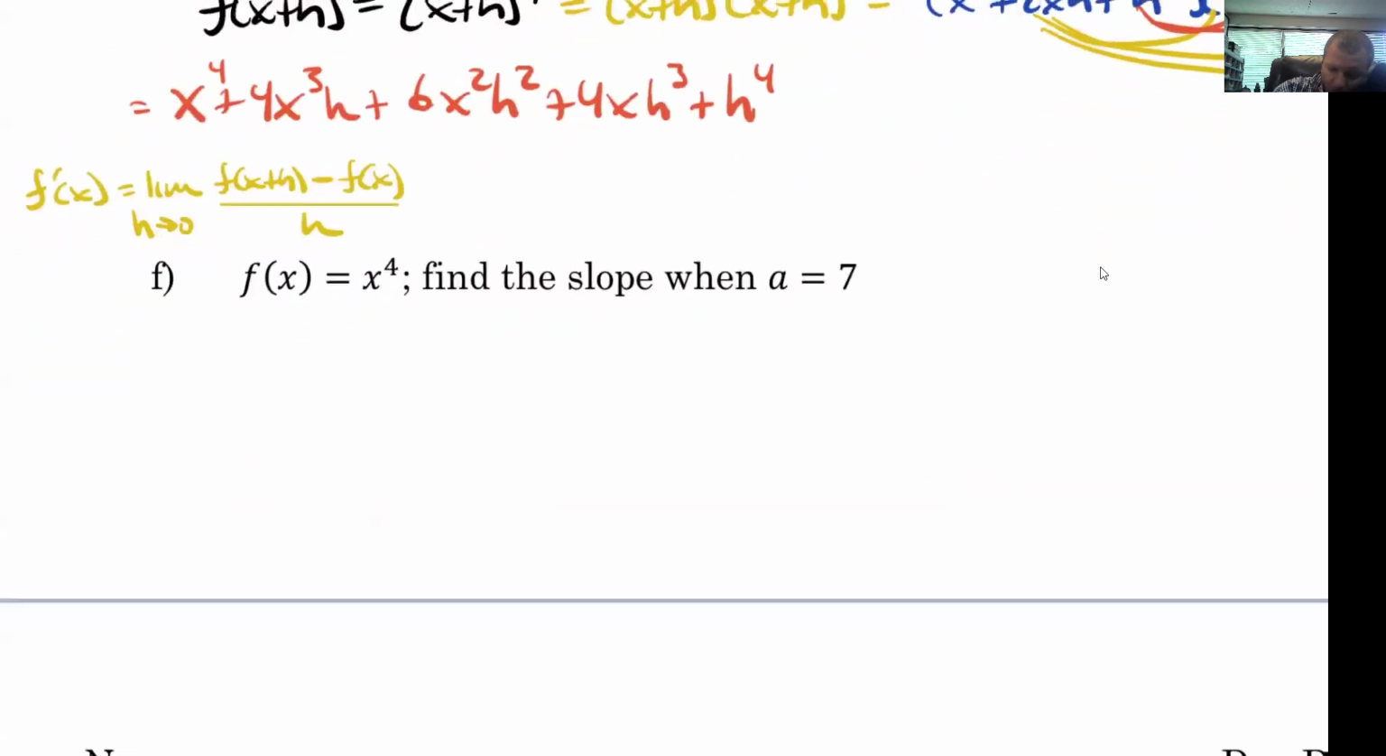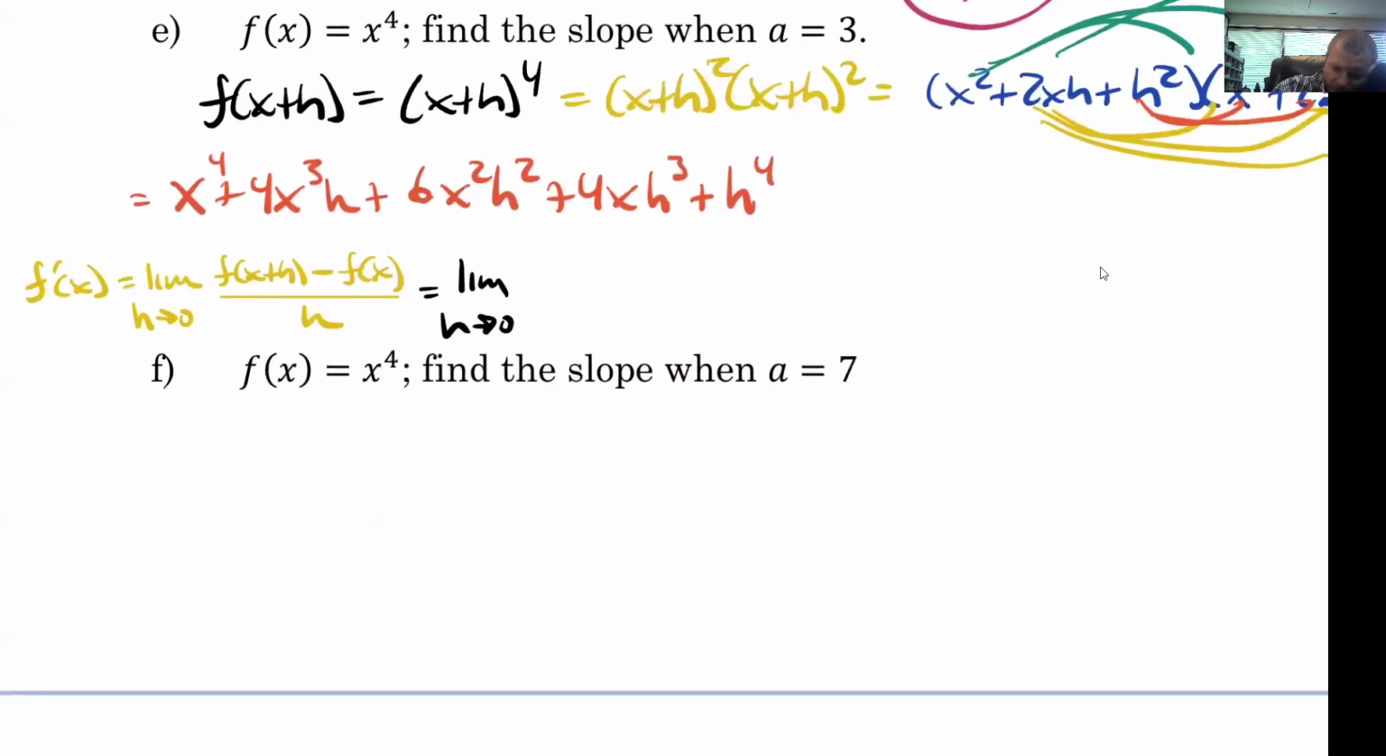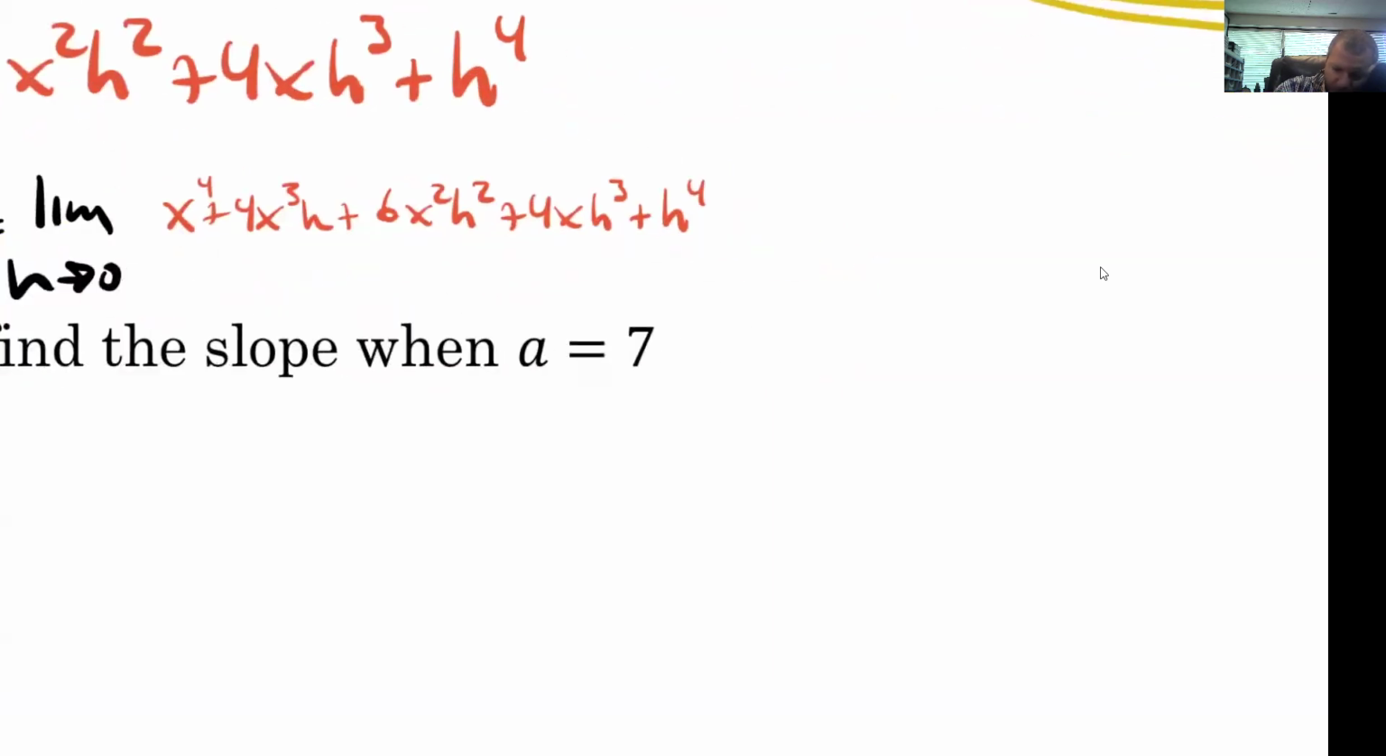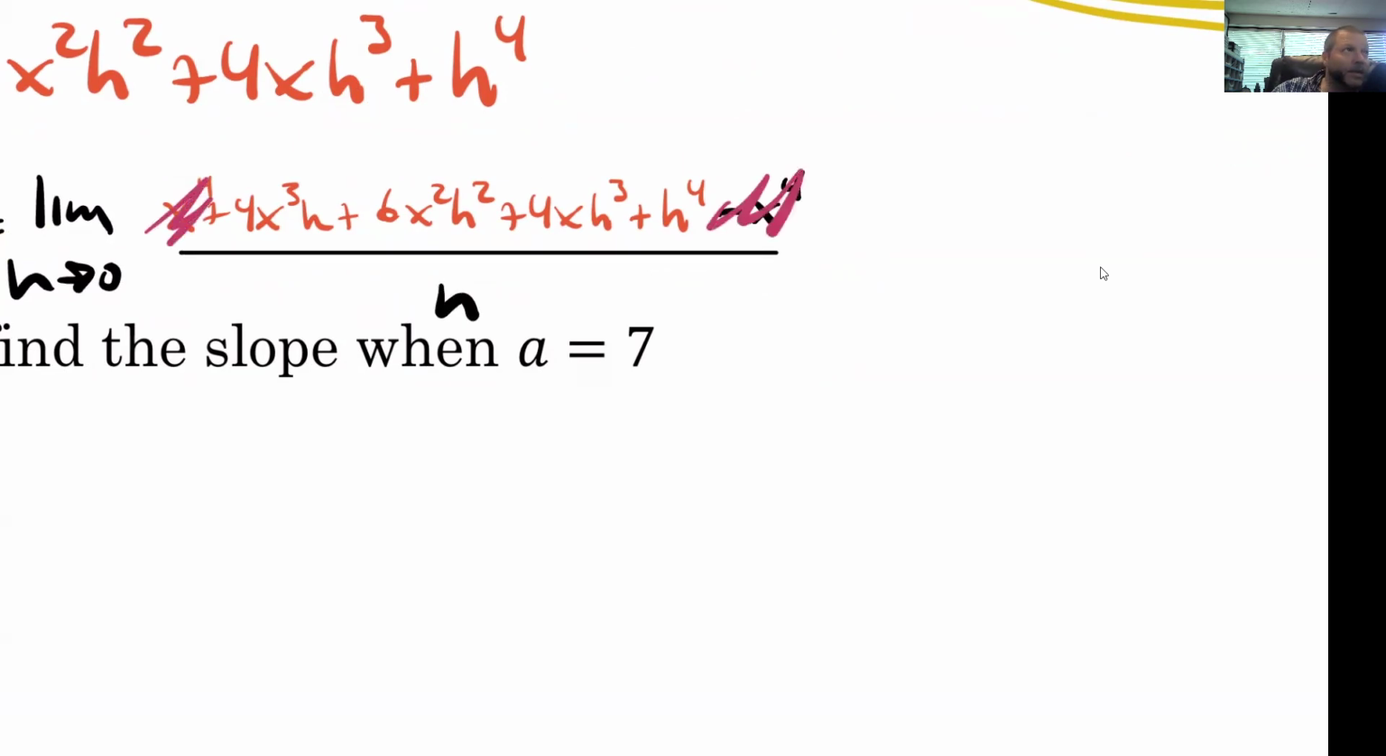So when we find our limit here, we have this as our function. We're going to take that whole thing that we just found. So we have the limit as h approaches 0 of all of this here. We're going to take away f of x, which was just x to the fourth power, all over h. Again, we have a polynomial, so our f of x term should cancel out.